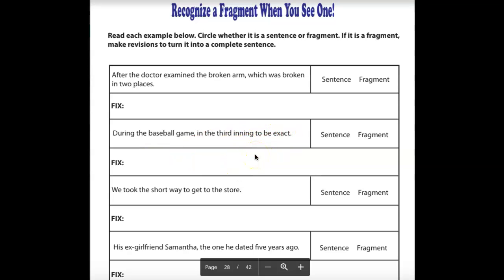You could say Robert hit a home run. Okay, so that would make it a complete thought. So you would have a comma here. So during the baseball game in the 3rd inning to be exact, this is a comma rather than a period there.